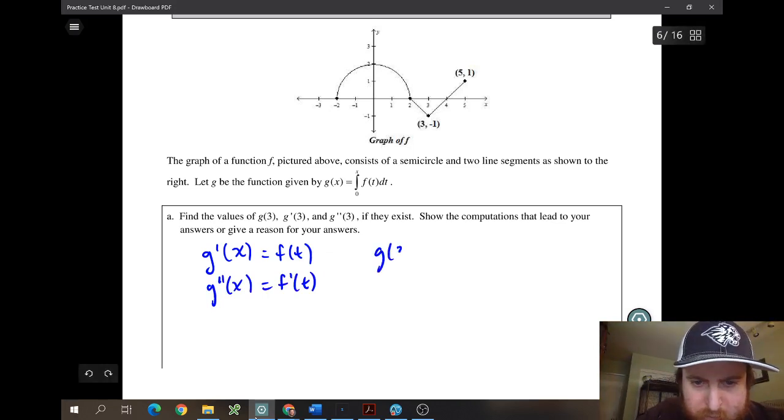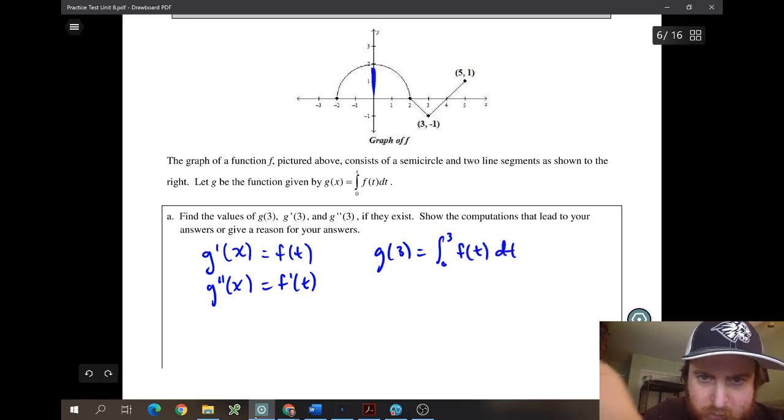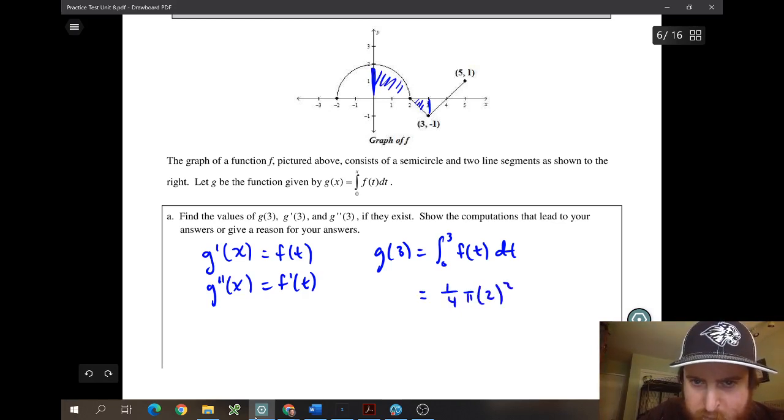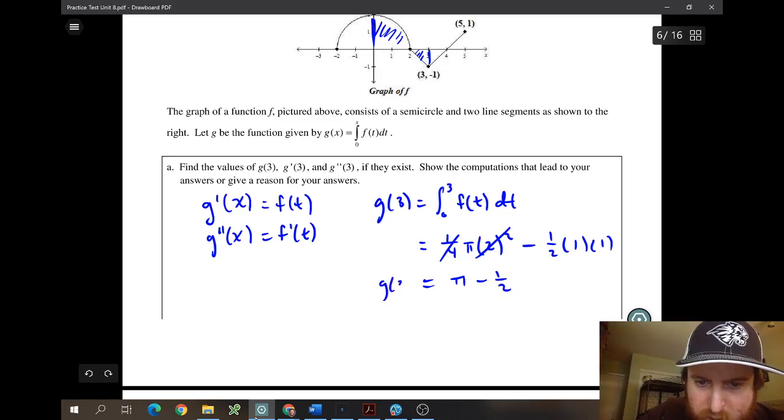So for g of 3, that's going to be the integral from 0 to 3 of f of t dt. So that's the area under the curve, starting at 0, ending up at 3. This is a positive area and a negative area. That's a quarter circle, so 1/4 pi, the radius there is 2, squared. And then minus, because the triangle is below the axis, 1/2, the base is 1 from 2 to 3, and the height is 1. Okay. Don't do negative 1, we already did that by putting the minus there. 2 squared is 4, so we get pi minus 1/2. Just box that. That's our answer. So g of 3 is pi minus 1/2.